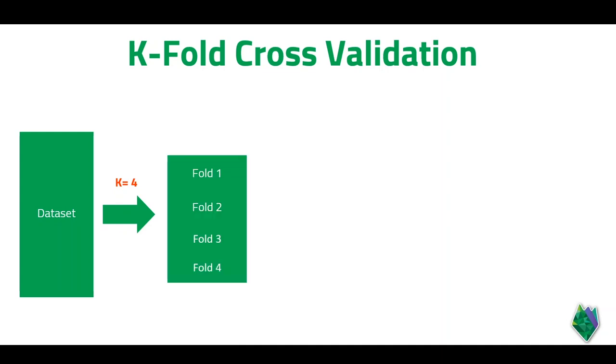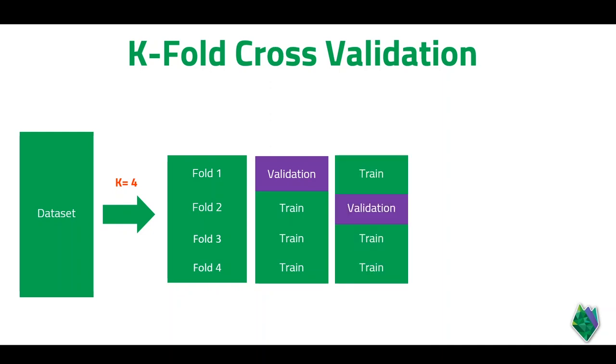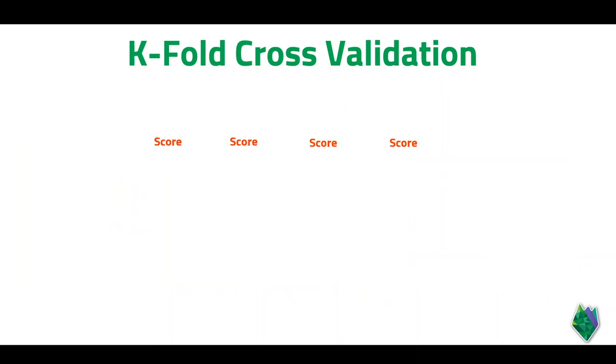Imagine an example where the value of k equals 4. You divide your data set into 4 folds, and for each iteration you will have one validation fold, and the rest of the folds will be used for training. You keep going until you have iterated over every single fold, and you get scores for each and every one of the validation sets. Then you average out these scores, and what you get is the average score for the k-fold cross-validation. This can be used to determine how well our model did on the whole data set.